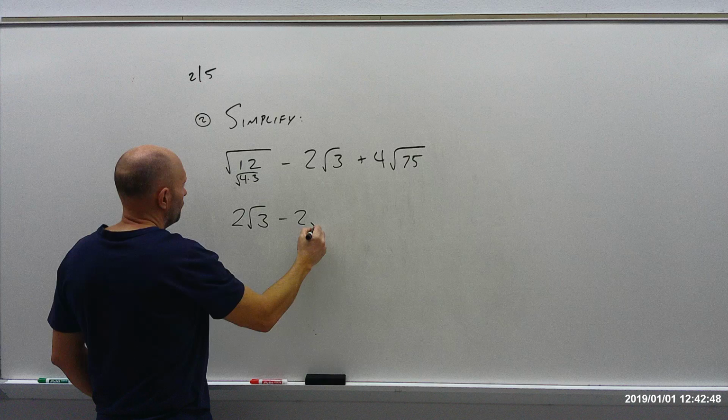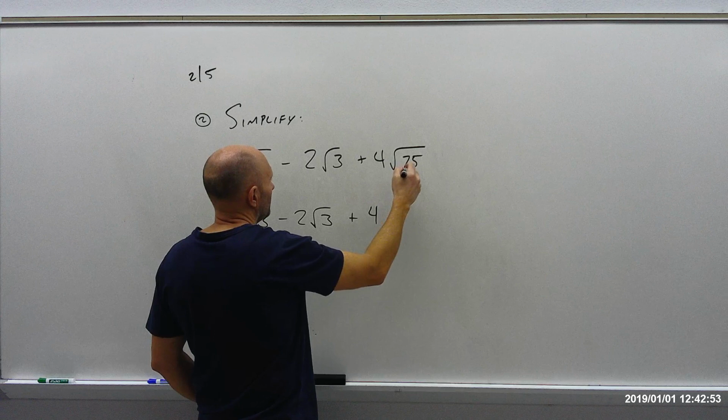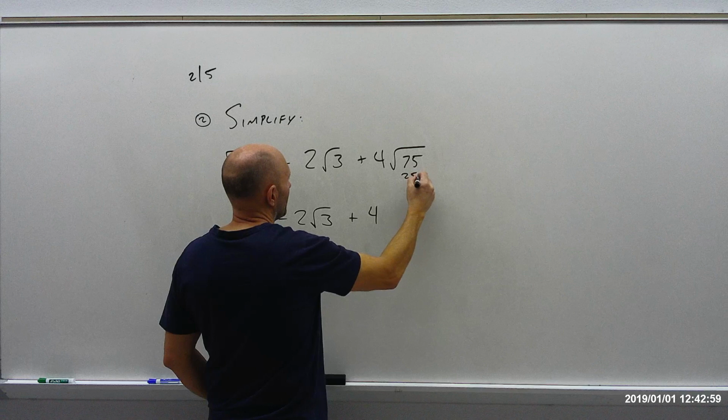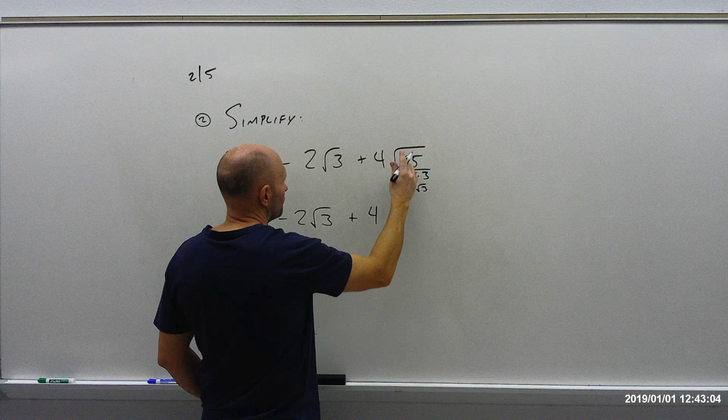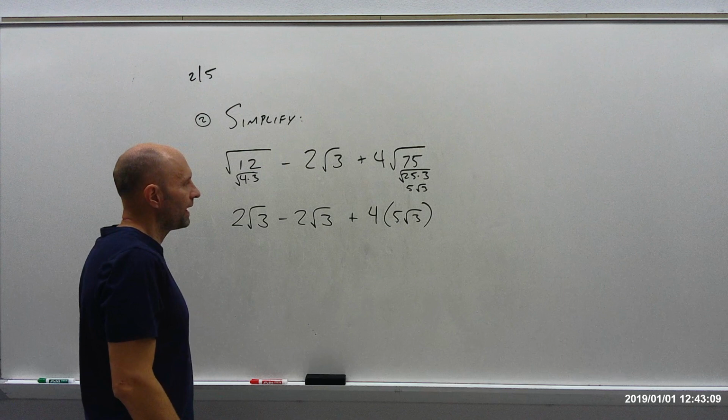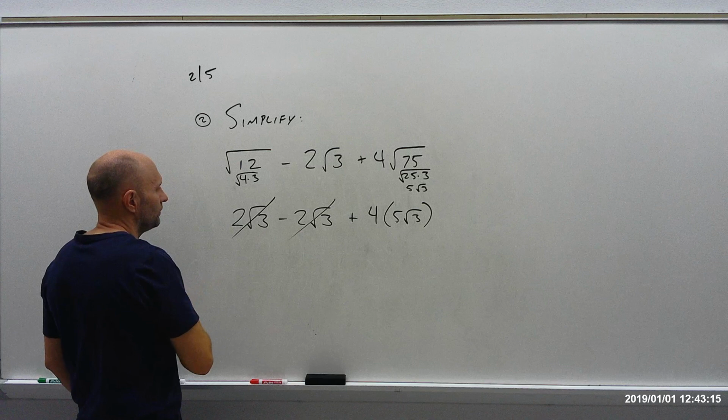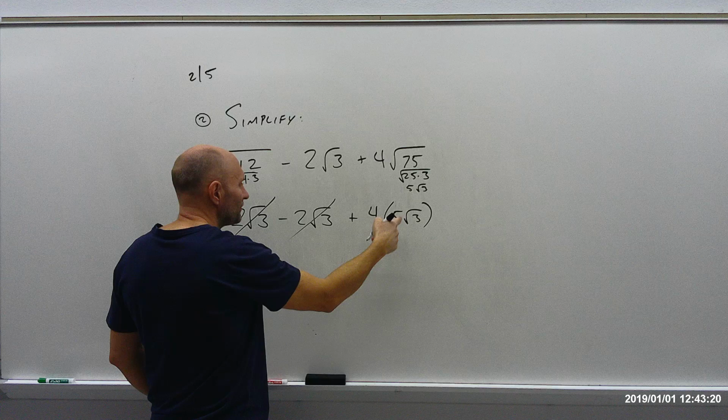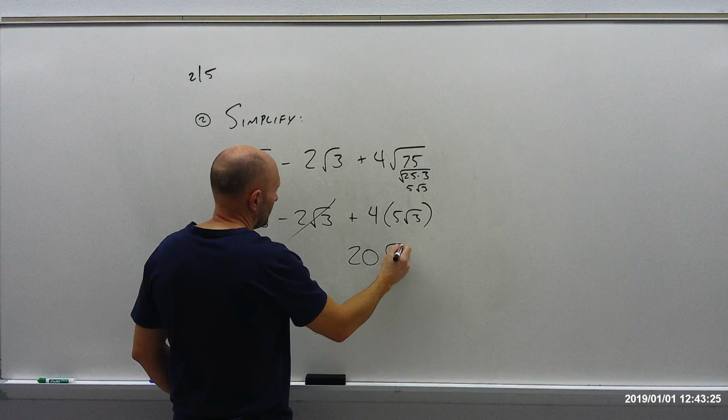And then same thing here. So we have 4 times 75. So 75 divided by 3 is like 25 times 3. Square root of 25 is 5. So this part is really 5 root 3. So this is 4 times 5 times square root of 3. These two cancel out. You did a very good job writing that problem, but that's what happened there. And then we have what? 4 times 5. So it's not 4 plus 5, it's 4 times 5. So 20 square root of 3 should have been your final answer.